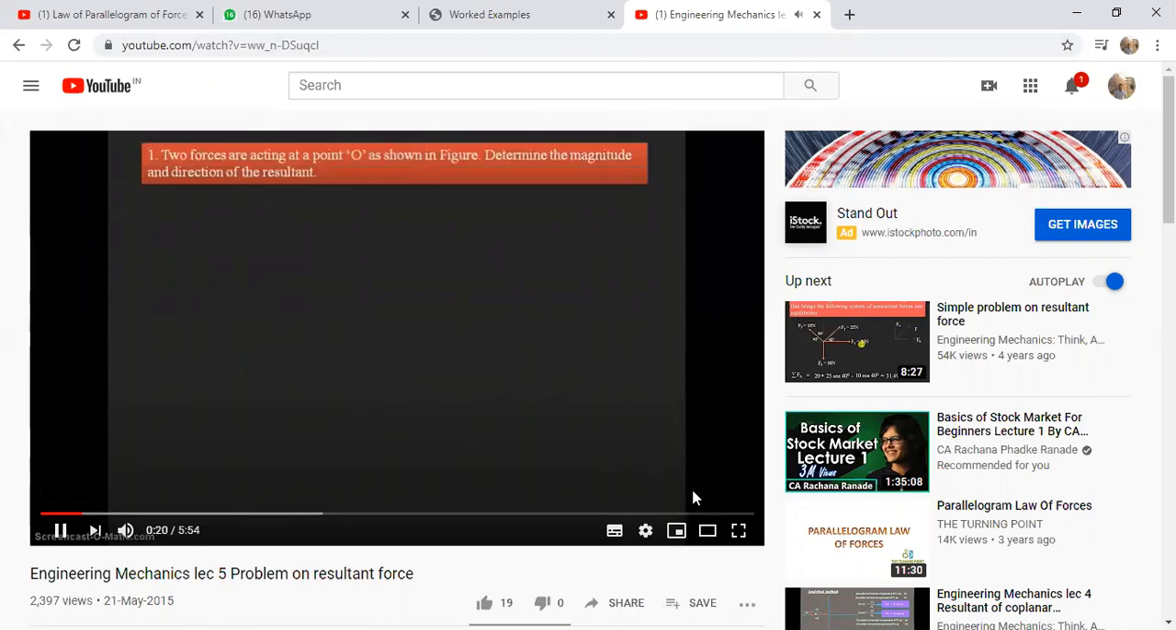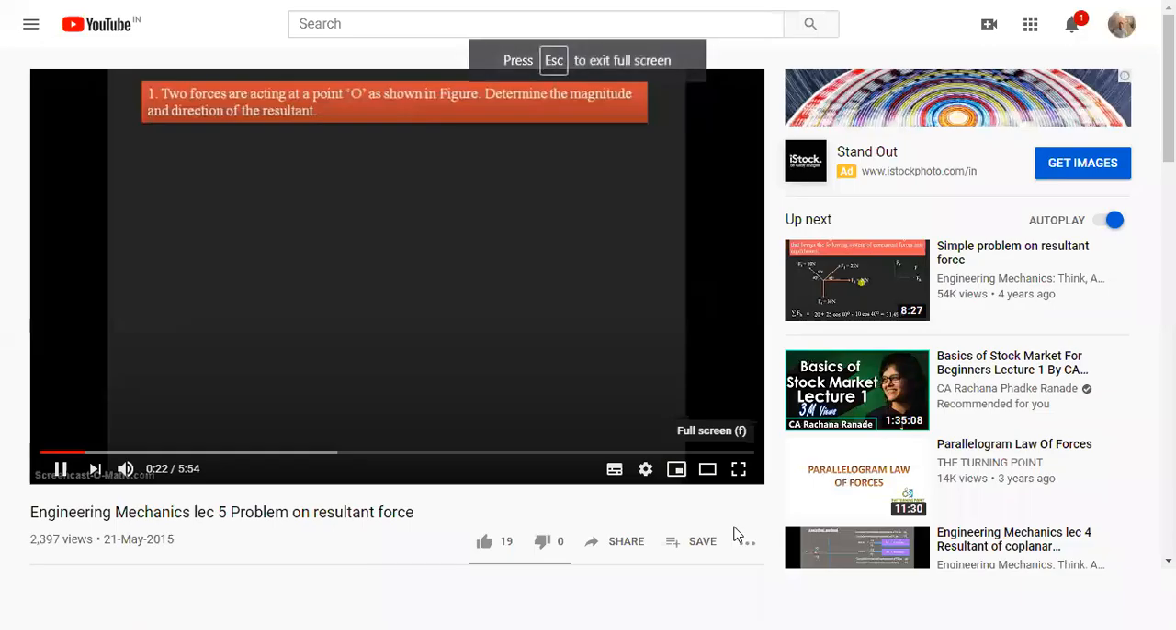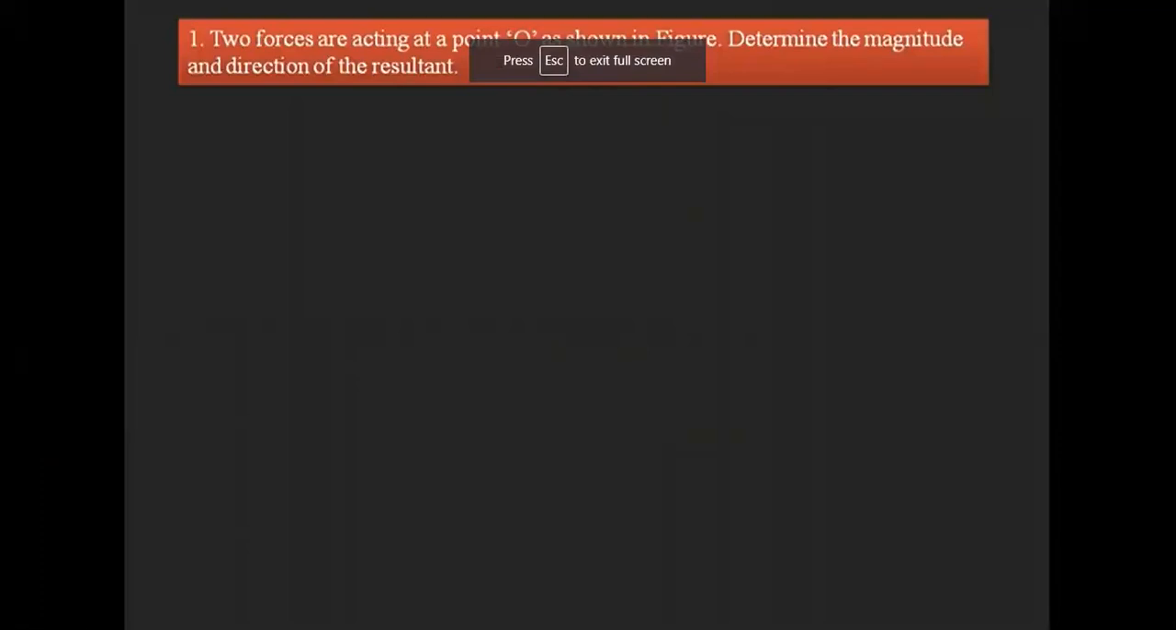The problem is given like this: two forces are acting at a point O as shown in the figure. Determine the magnitude and direction of the resultant force. That means here the two forces are acting at a point O. Assume that point O is one of the points on the body. So we need to determine the resultant force of the two forces acting on the body here.